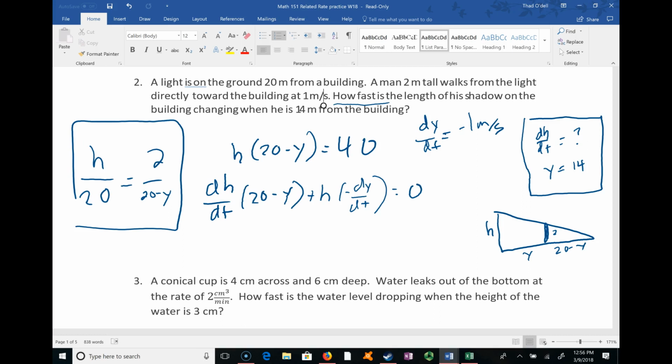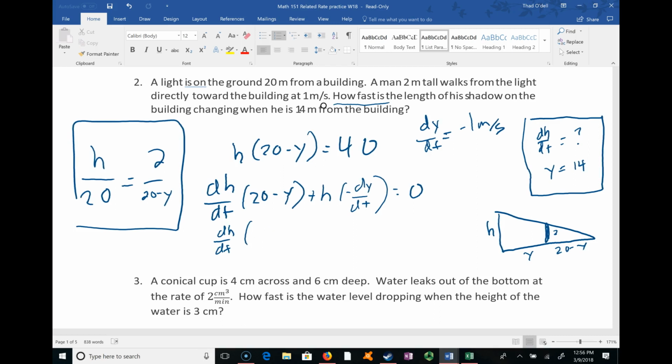So now what we've got to do is plug in all the stuff we know. We know that dh dt is the thing I'm looking for, so that'll stay dh dt. 20, of course, is 20. y is 14, so actually I could just put a 6 in here, couldn't I? h is, what is h? Well, let's use this information to find out.